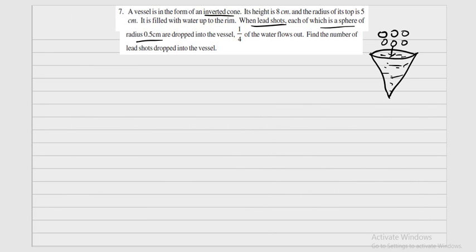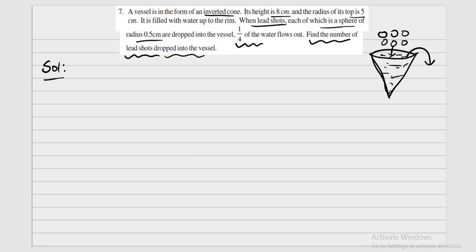So when the spheres are dropped into the vessel, what will happen? Water will spill out, no? So he has given that 1/4 of the water is spilled out, and he is asking you to find the number of lead shots dropped. Number of lead shots dropped. So understood the question? So here there is an inverted cone in which water is filled up to the rim, and it is having height of 8 centimeters and radius is 5 centimeters.